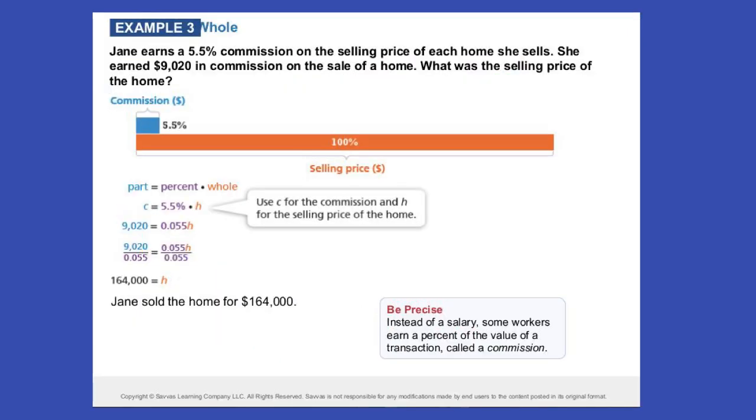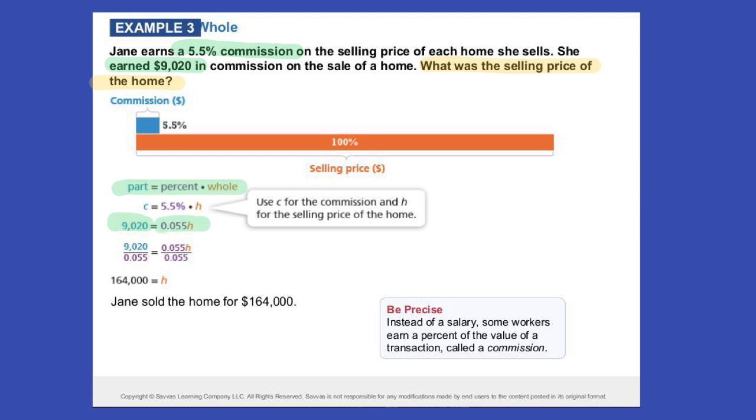This is example 3 on page 157. It says Jane earns 5.5% commission on the selling price of each home she sells. She earned $9,020 in commission on the sale of a home. We want to know what was the selling price of the home. So here we go again. Part equals percent times whole. The part she earned is $9,020. The percent is 5.5%.